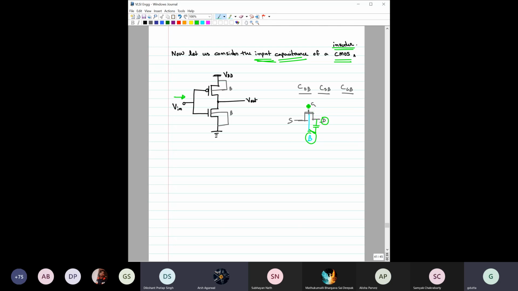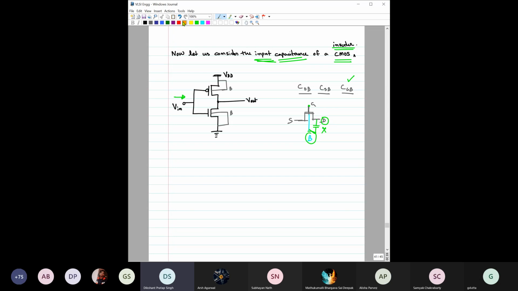But now we are considering the input here, so definitely this capacitance would not come, right? It would not be part of the circuit we are actually considering. If you are considering the input capacitance, definitely this would not come, but this would come, right? Shubhayan, you are saying something. Could you please repeat?